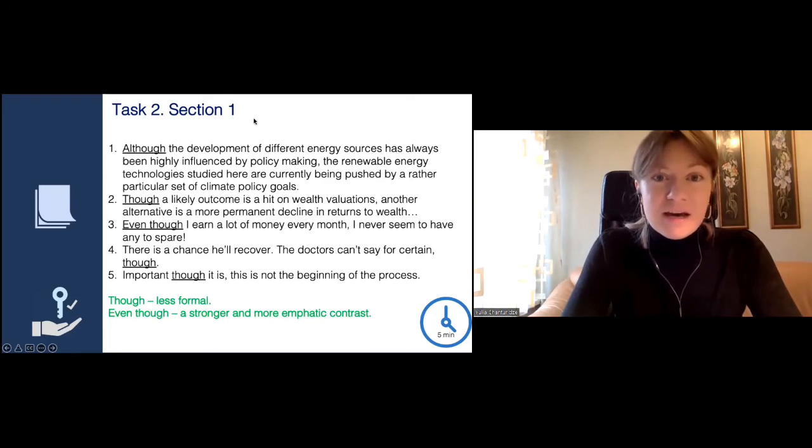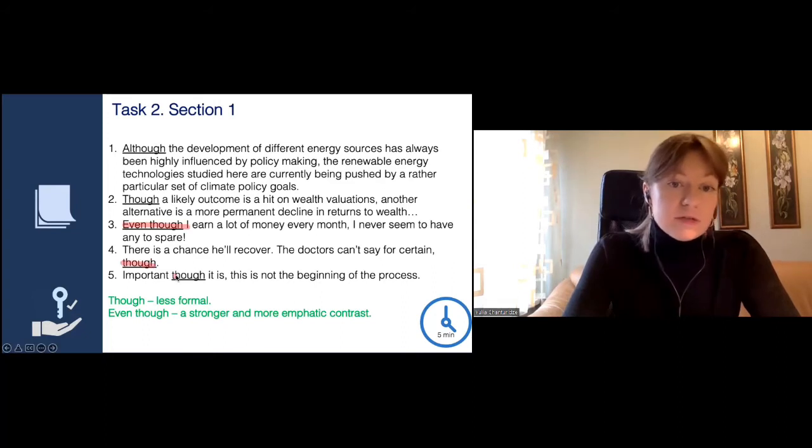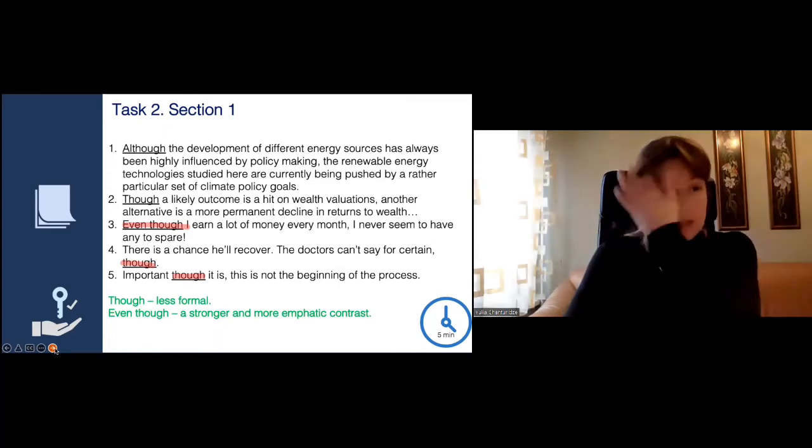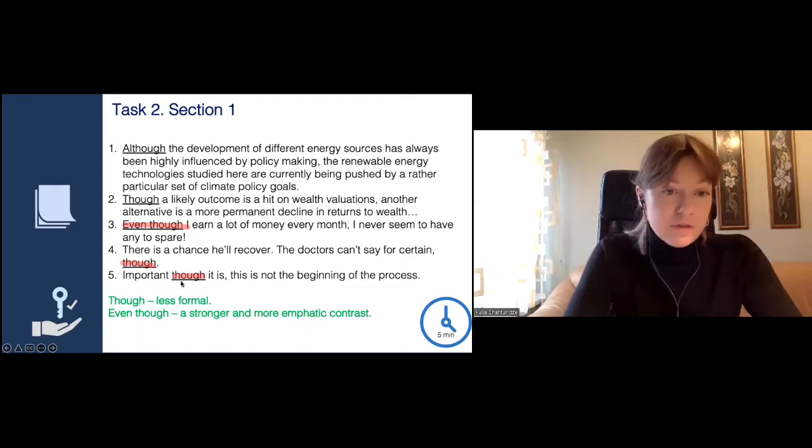Moreover, everything with though is quite less formal than although. For example, if we look at number 5, such cases are very, very rare in academic writing. Is this when we have an adjective in front of though?